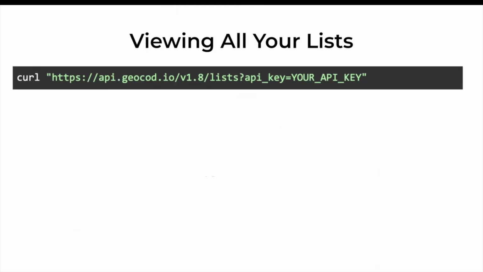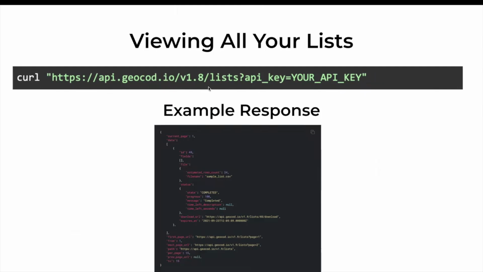If you need to see all your spreadsheets, there's an endpoint for that as well. Here's the curl command. This returns a paginated list of all your geocoding jobs, showing 15 at a time. It's perfect for keeping track of multiple processing spreadsheets or for finding that list you uploaded yesterday. Each list returns with its ID, so if you lose track of an ID after an initial upload, this is a great resource to help you find it.